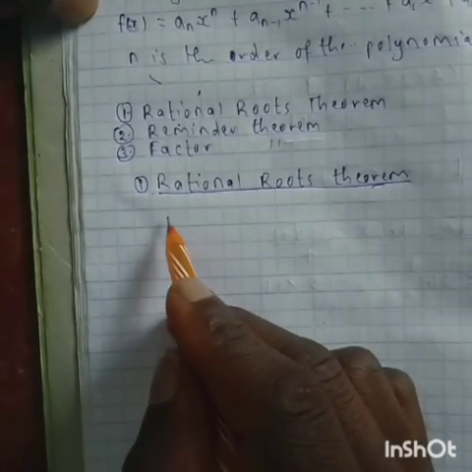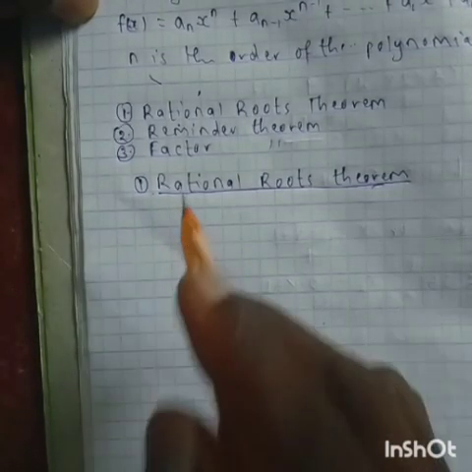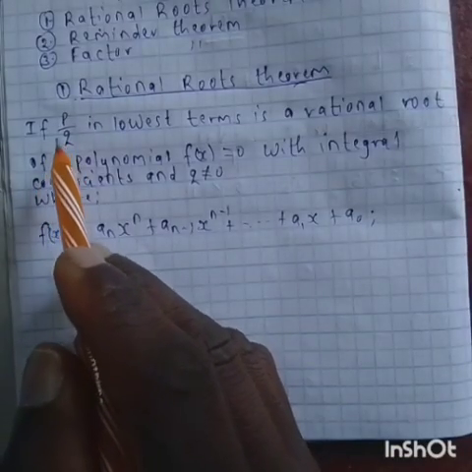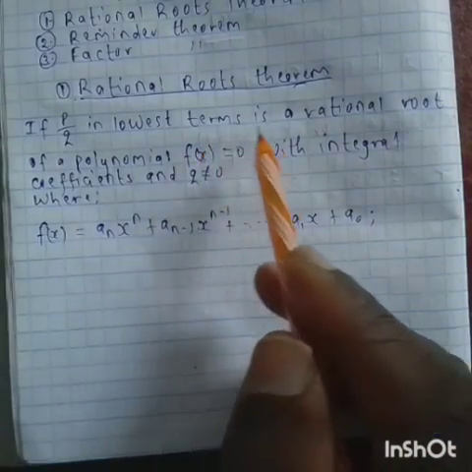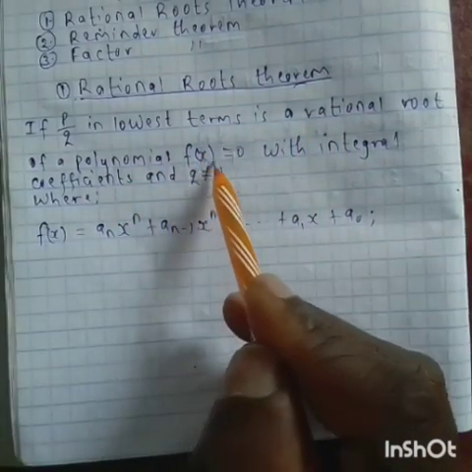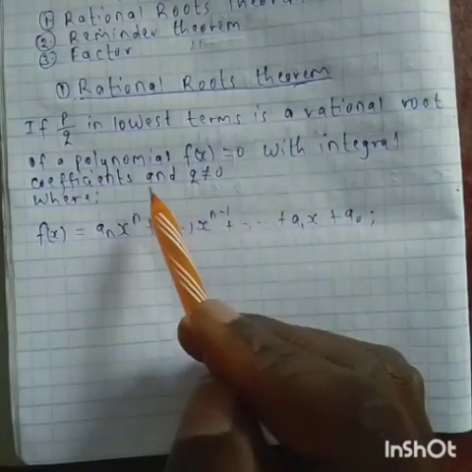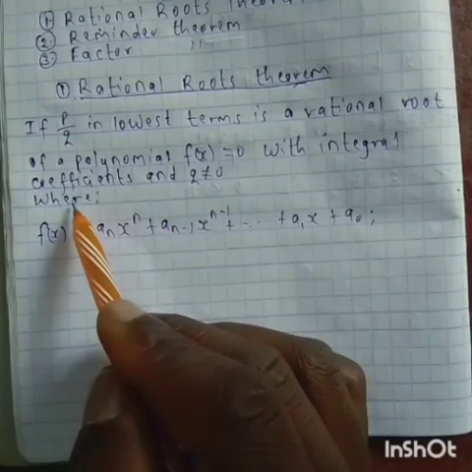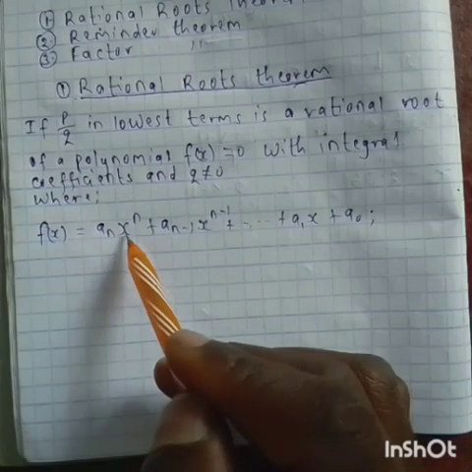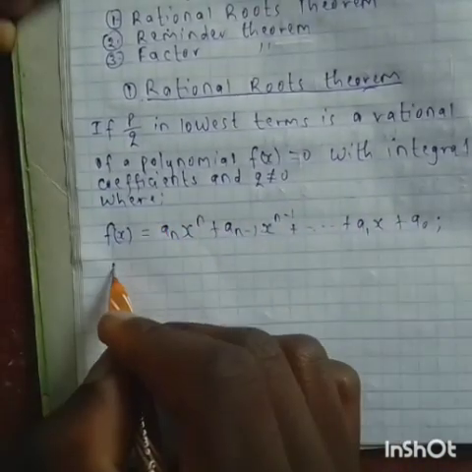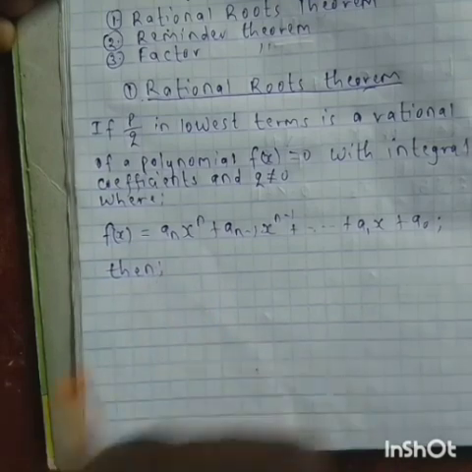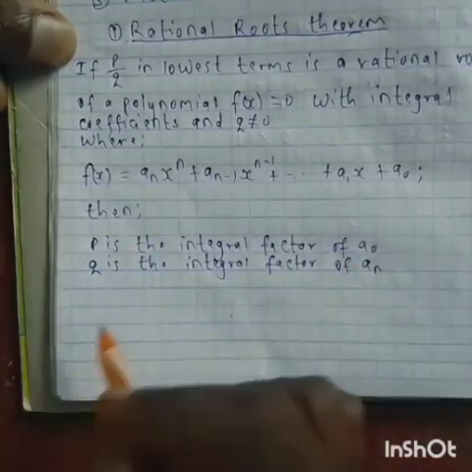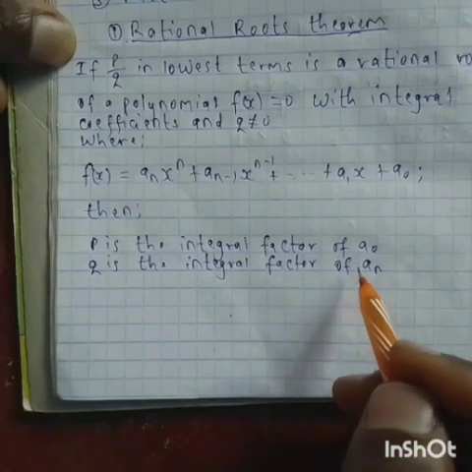The rational roots theorem states that if p over q in the lowest terms is a rational root of a polynomial f(x) equals 0 with integral coefficients, and that q is not equal to 0, where our polynomial f(x) is represented in this form, then p is an integral factor of a0 and q is an integral factor of an.